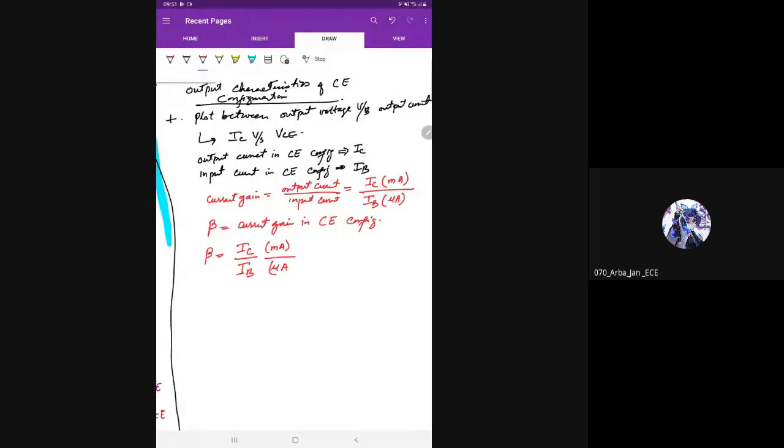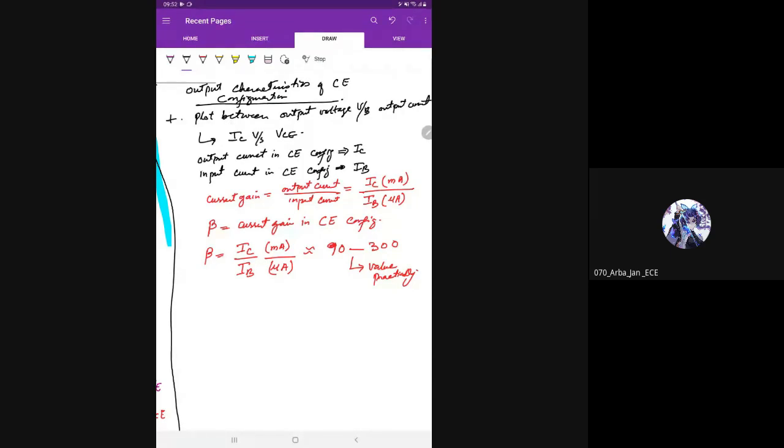Now see, milliamperes is a large current and microamperes is a smaller current. So the value of beta, practically, is somewhere near 90 to 300. So what is beta? Beta is nothing but the current gain.